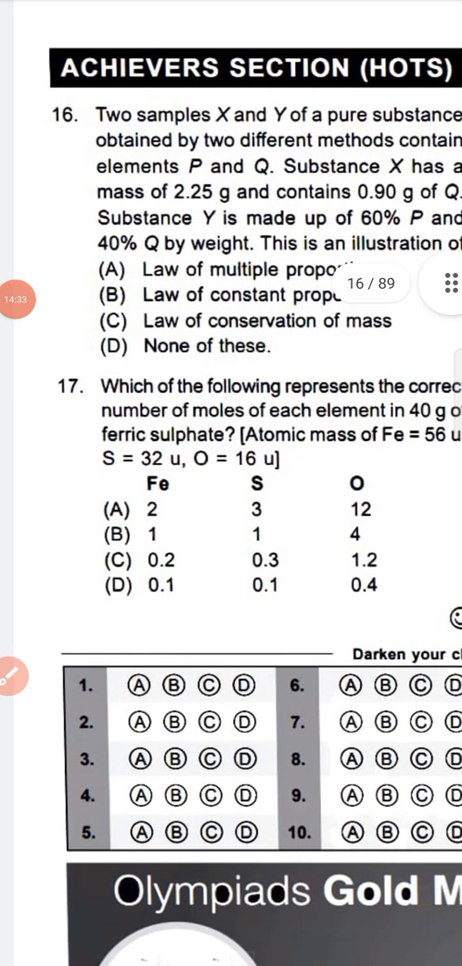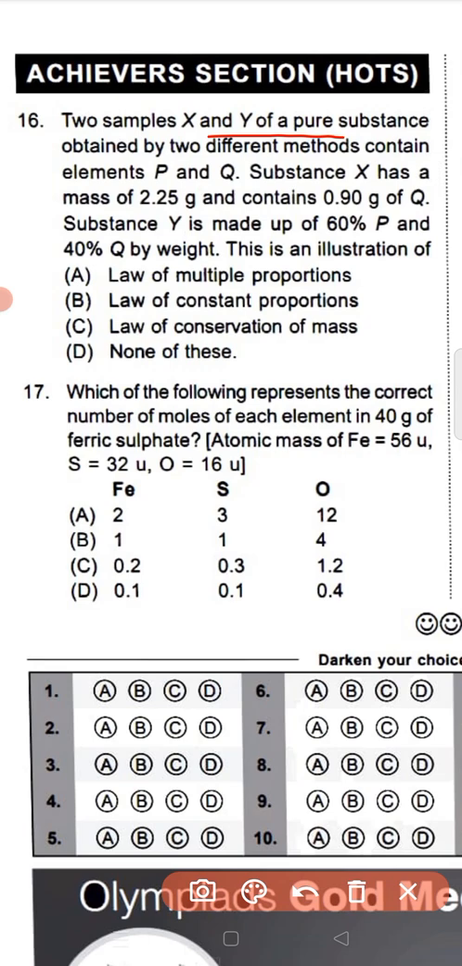Two samples X and Y of a pure substance obtained by two different methods P and Q. Substance X has a mass 2.25 gram and contains 0.90 gram of Q. Substance Y is made up of 60% P and 40% Q by weight. This is an illustration of: law of multiple proportion, law of constant proportion, law of conservation of mass, none of these. So 16, option B is the correct answer, law of constant proportion.